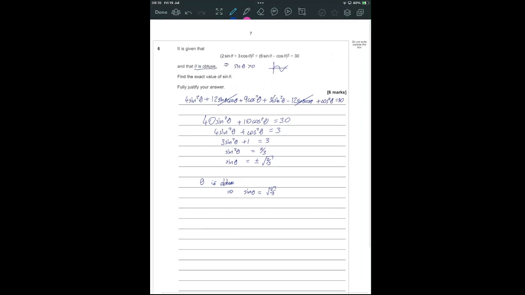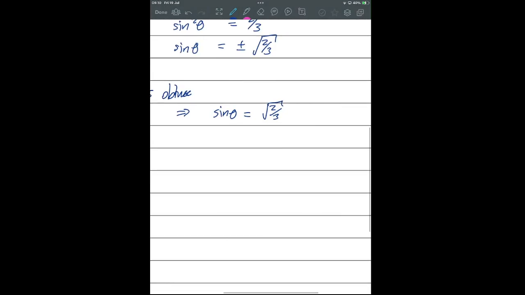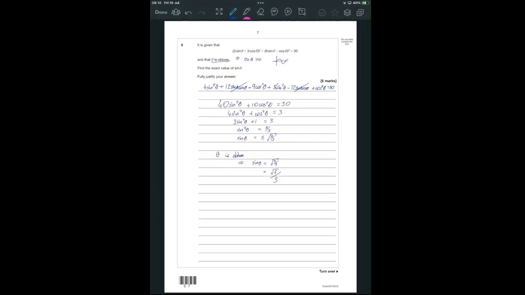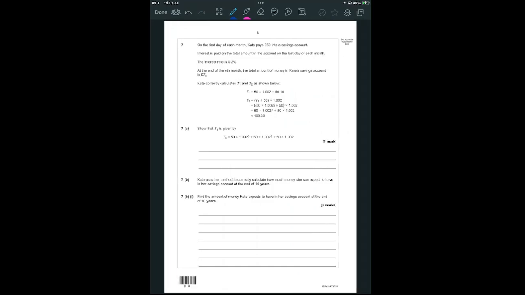Sine of obtuse angle is positive, and just in case the examiner is going to be super picky about it, I'm going to quickly rationalize the denominator as well and give it in the most standard looking form. Shouldn't matter, but some mark schemes might be picky about that. 6 marks there, that's quite generous for what we've done, but we have done quite a lot.